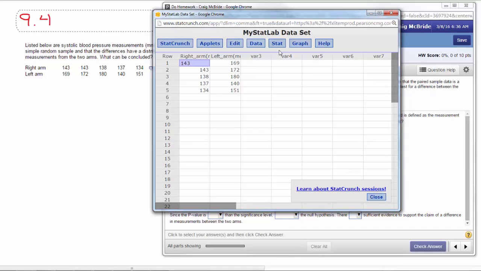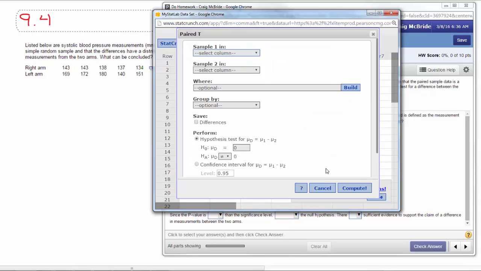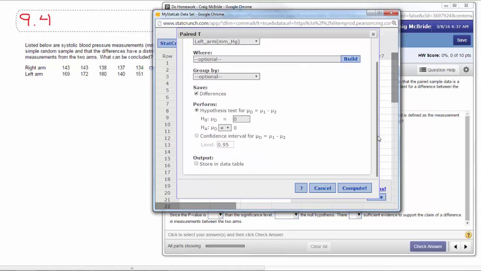Now that all of our numbers are in, we can go stat, t stats, paired, right? Because we're doing paired data. We select where the stuff is, right? So my first sample is the right arm, second sample is left arm. If we want to, we can save the differences in the table in case we want to do other work with them. I always say that's a good idea to do that because you never know what other kind of calculations you're going to need to do.